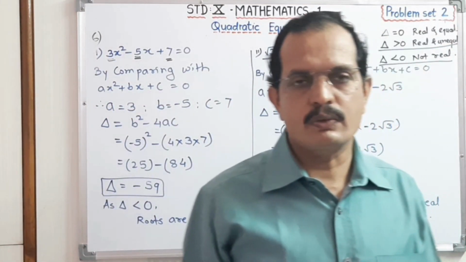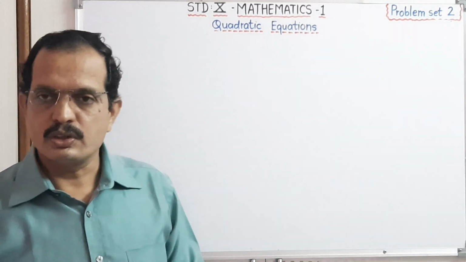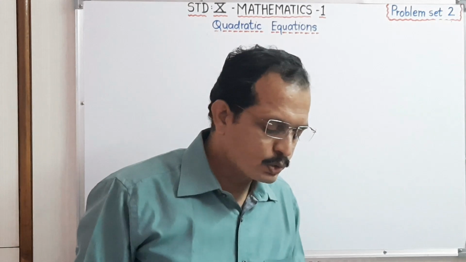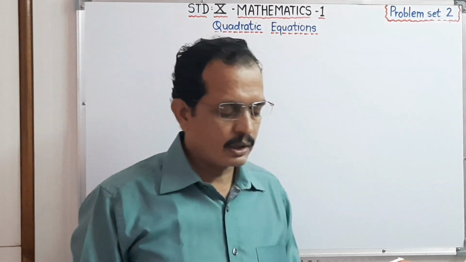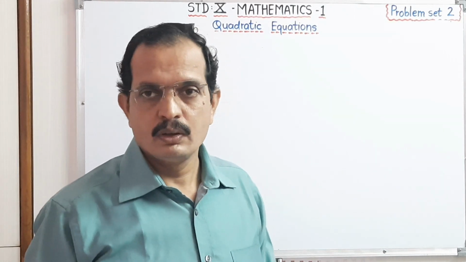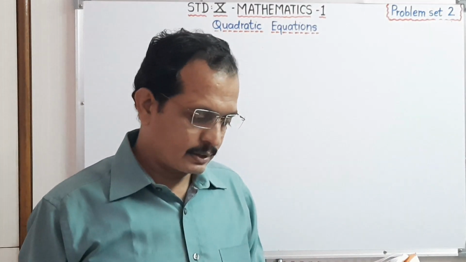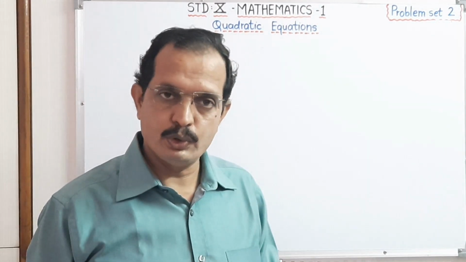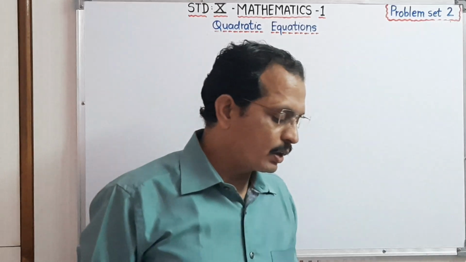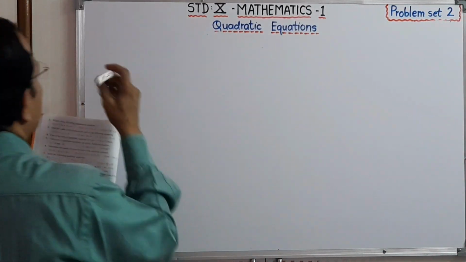Now we have to start with question number 7. See the question number 7. Solve the following quadratic equations. 6 quadratic equations are given. We have to solve by different methods. Out of that 6, I will show you the 4 and remaining 2 you have to solve. Question number 7, from that we have to solve the first one.